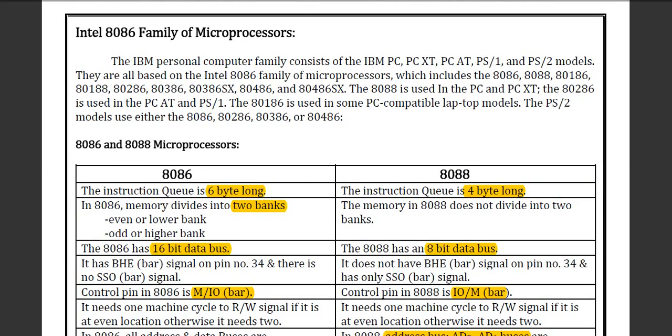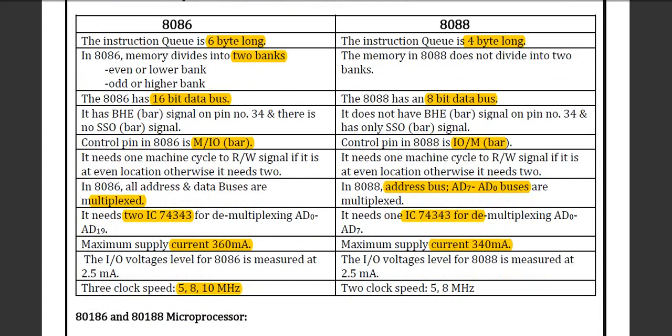Intel 8086 family microprocessors have some histories. By these differential diagrams you can easily understand about their histories. Here is the diagram or the chart of difference between 8086 and 8088. The major difference is that 8086 is 6 bytes long and this one is 4.